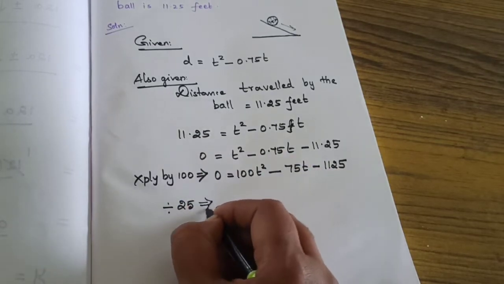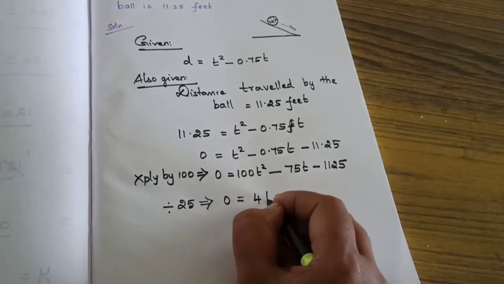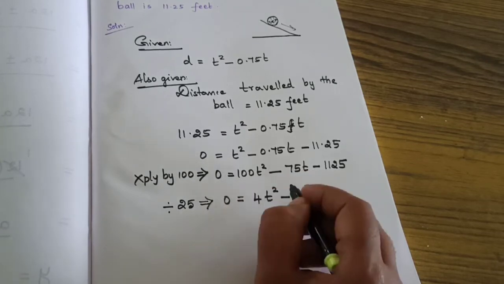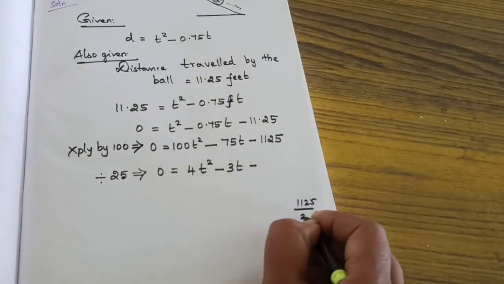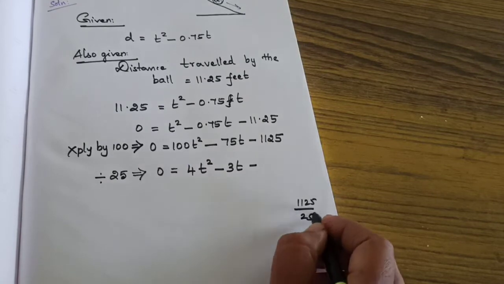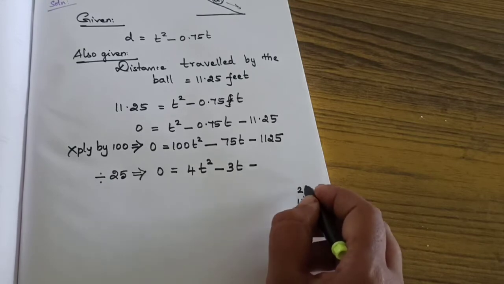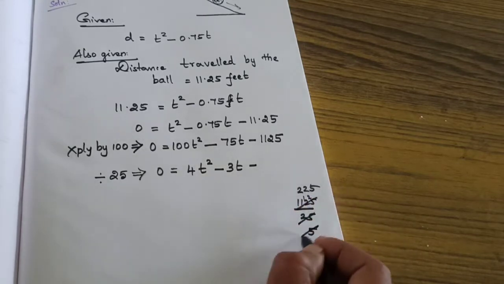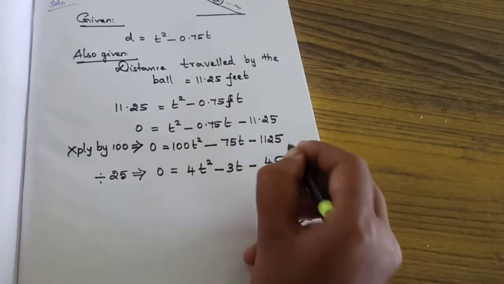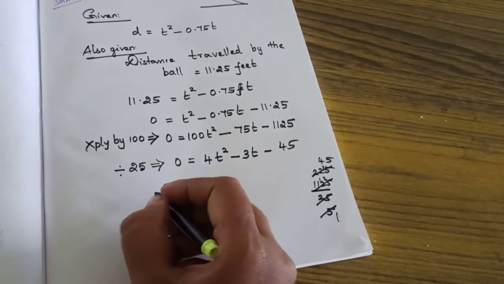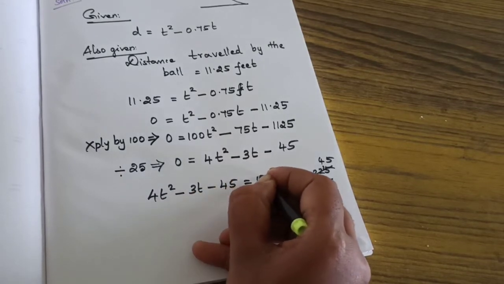So divided by 25 implies 0 by 25 is 0, 100 by 25 is 4 times, no? So 4t square minus 25 3s are 75t minus, and this one we need to divide by 25. For the fifth table, shall we solve? 5 and here 2, 1 balance, again 2, 2 balance, so 5. Then again 4 5s are 20, balance 45. So minus 45. Now we got the standard form of the quadratic equation: 4t square minus 3t minus 45 equal to 0.